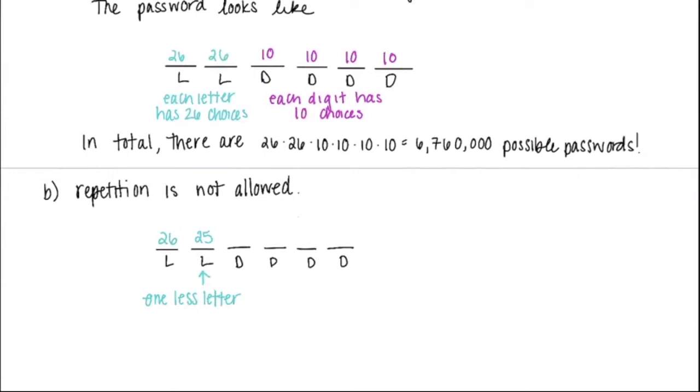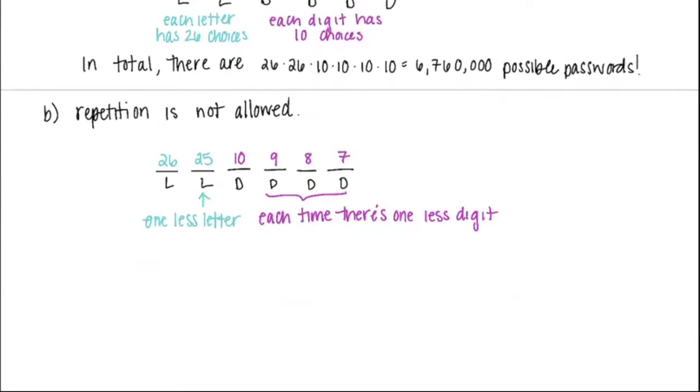And likewise, the same thing happens for the digits. You start out with 10. Maybe I put an 8 there. Well, now that's out of the pool. So I have 9 left to choose from. Then I have 8. Then I have 7. So here, each time, there's 1 less letter or digit. Okay. And so in total, we just multiply these again.